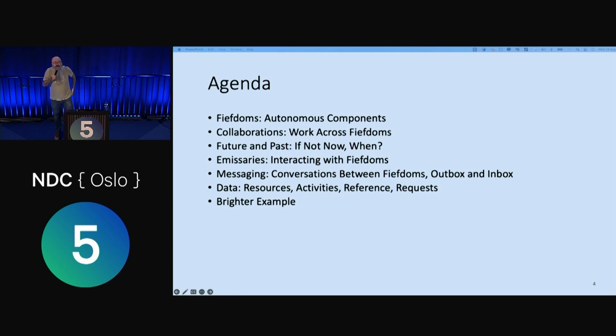What are we going to talk about today? We're going to talk about an idea called Fiefdoms from Pat Helland, along with collaborations, another idea from Pat Helland, and Emissaries, you'll see down there at point number 4. We'll talk about where those ideas come from and how they relate to things you may have heard of more recently, because they're slightly older ideas. We'll talk a little bit about messaging, how that works in terms of what we think about as future and past, and how we do stuff in a way that's transactionally consistent. We'll come across some ideas like resources and activities. And at the end, I'll show you a little bit of some code for how we can try and implement some of those ideas using an open source project I work on called Brighter.